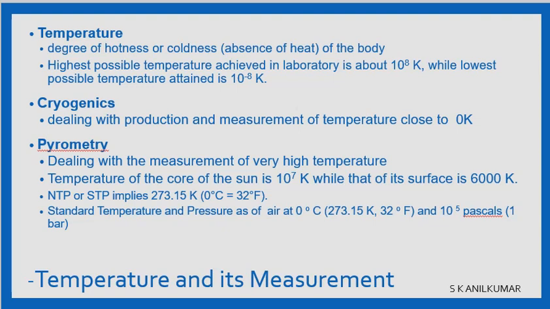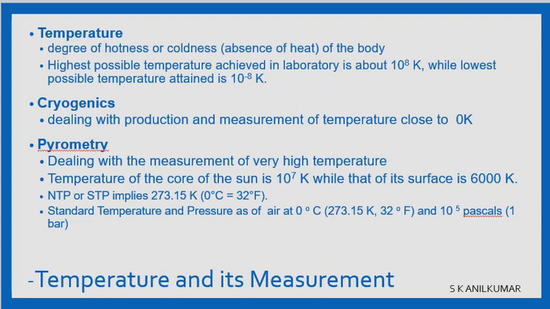What is cryogenics? Cryogenics deals with production and measurement of temperatures close to 0 K. What is pyrometry? Pyrometry deals with measurement of very high temperature. Cryogenics is nearer to 0 degrees, while pyrometry deals with very high temperature. What is a very high temperature? We can talk about the temperature of the sun. What is the temperature of the sun? The core of the sun is 10 power 7 K. Here, the sun is a hot ball of burning gases.